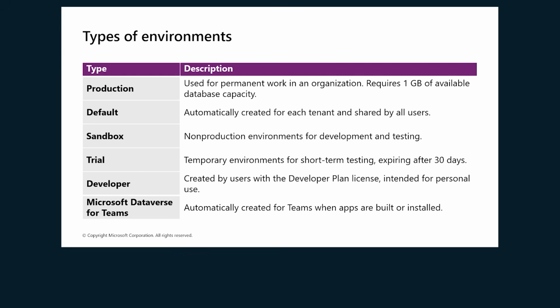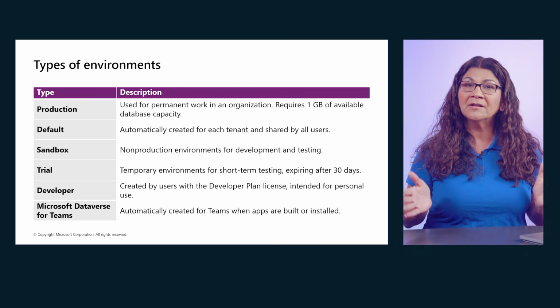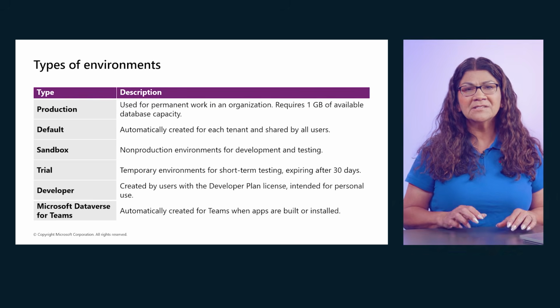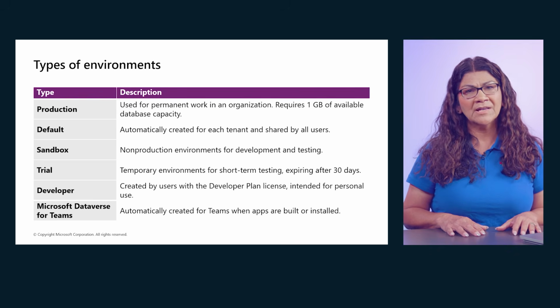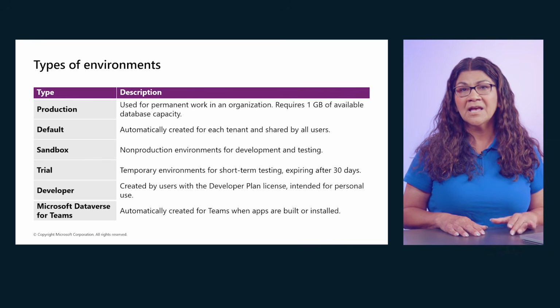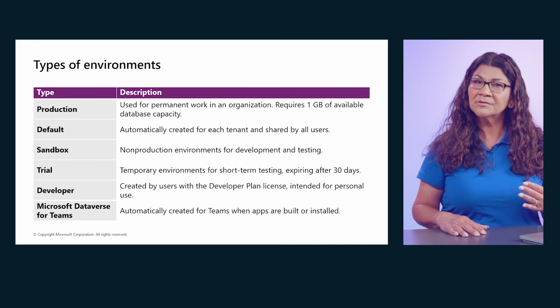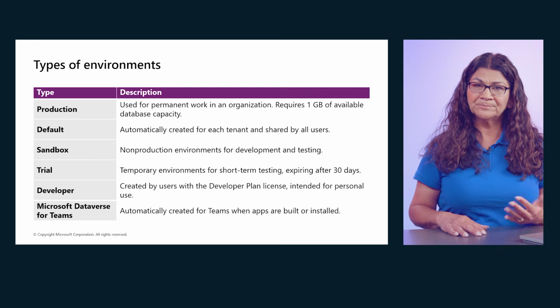Trial environments are temporary environments. They expire after 30 days unless converted to production. They are ideal for short-term testing, proof of concept projects, or evaluating new features without long-term commitments. Developer environments are created by users with the Power Apps Developer Plan license and are intended for individual use only, making them suitable for personal experimentation.